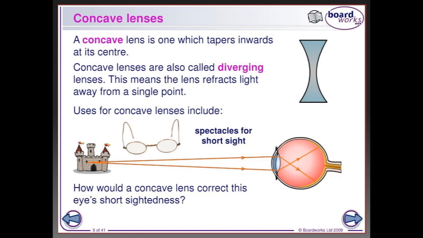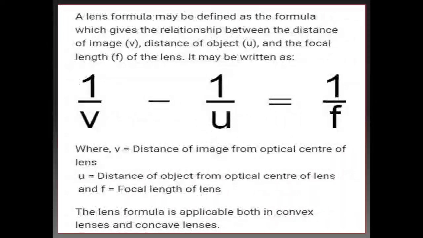Now, what is the lens formula? Like spherical mirrors, we have a lens formula for spherical lenses. The lens formula gives the relationship among the distance of the object u, the distance of the image v, and the focal length f. Focal length is denoted as f, distance of the object is denoted as u, and distance of the image is v. So, 1 by v minus 1 by u equal to 1 by f.